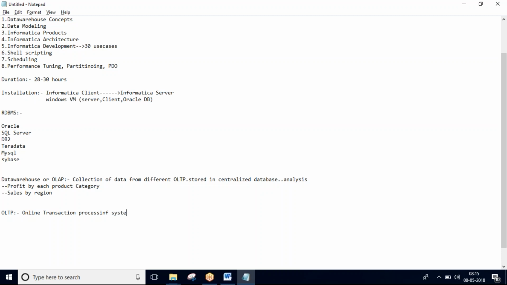On a day-to-day basis, right? Which we use on a day-to-day basis. This is your online transaction processing. So I'll give you an example about an online transaction processing system.